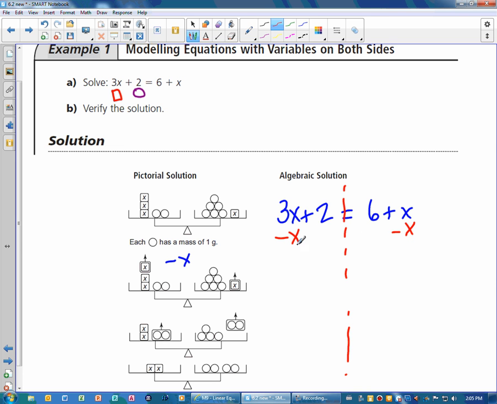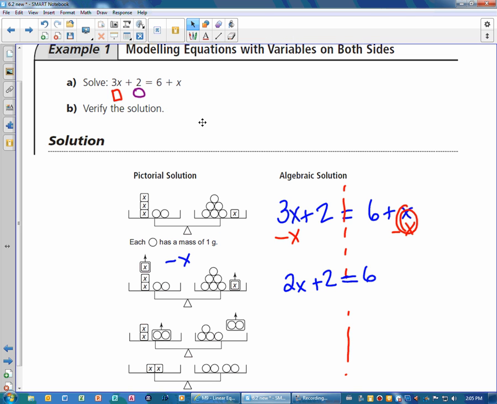Now, I'm going to write the x under the 3x. I can't subtract an x from a 2 because they're not like terms. I would have to subtract an x from 3x, and I'm going to subtract this x here from this x. So x and negative x make 0. So all I have left over on my right side is 6. On my left side, I have 3x minus x is 2x, and then I have plus 2.